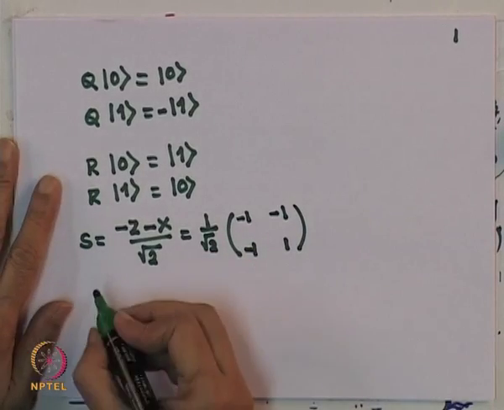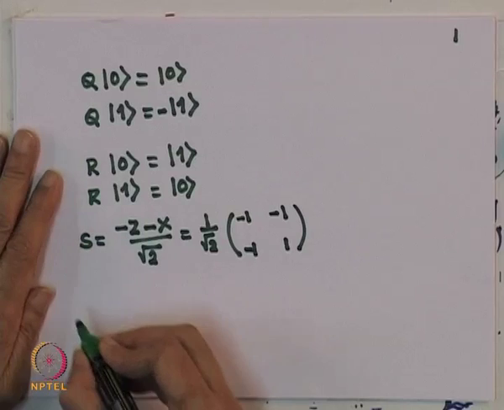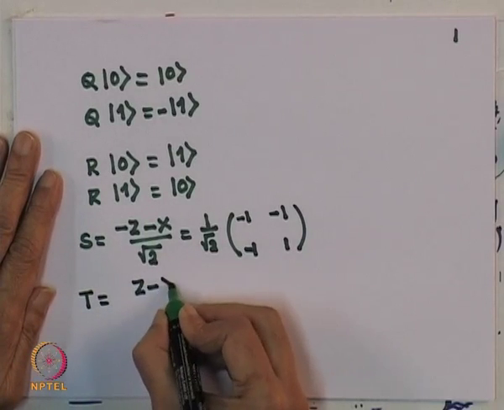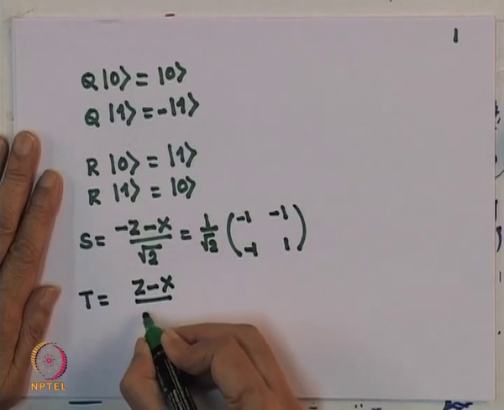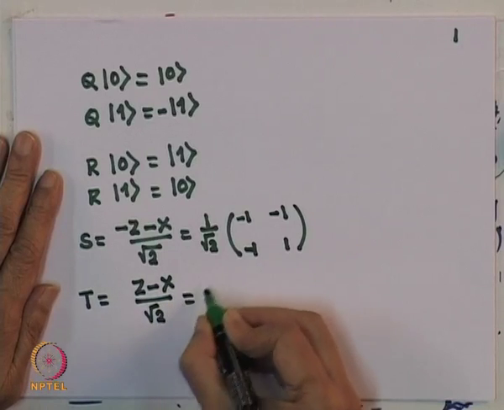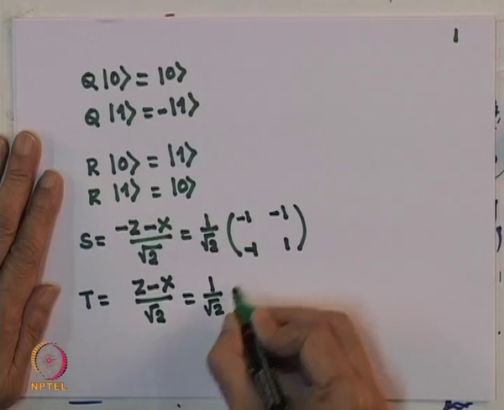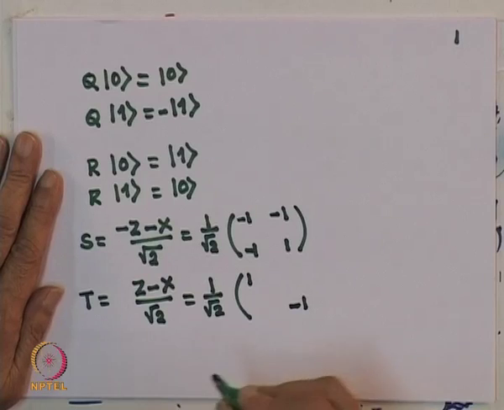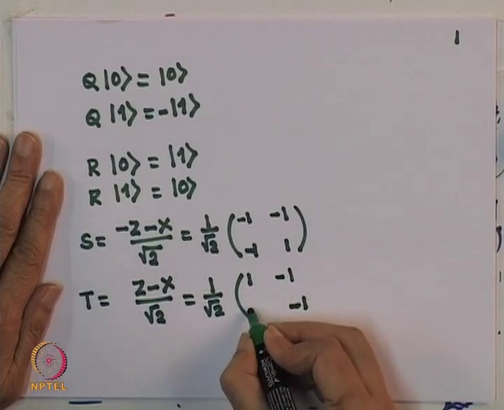So this is operator S, and the operator T is z minus x divided by square root of 2. Once again I have 1 over square root of 2, I put the z in its place and x with a minus sign in its place.